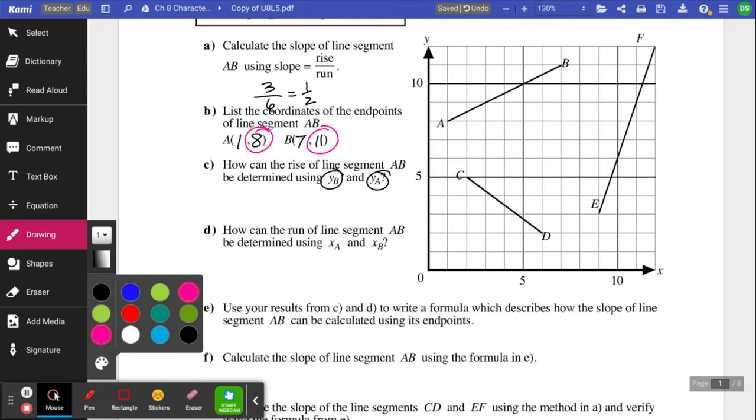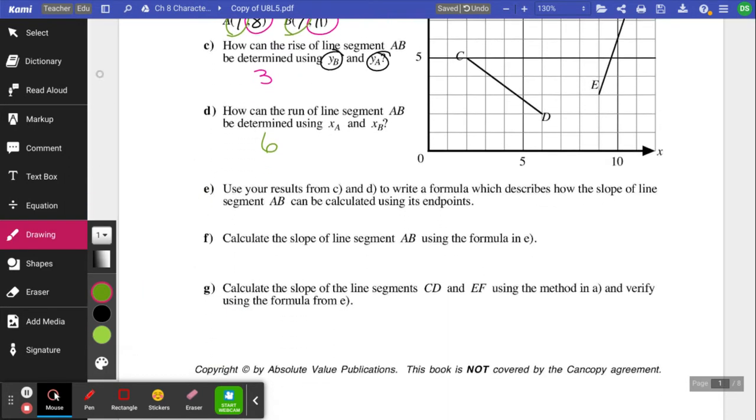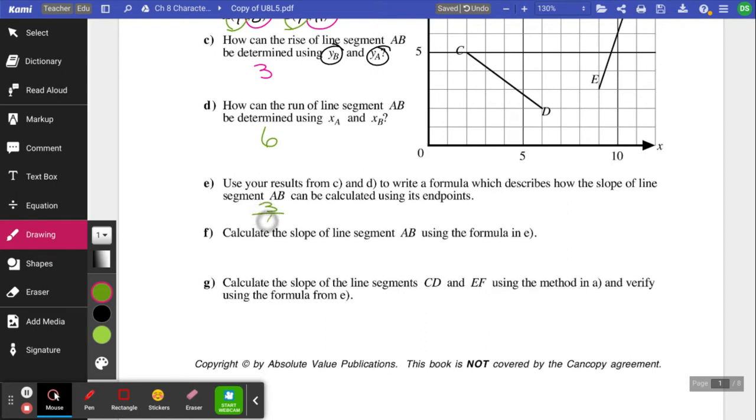What is the rise? Can I tell what the rise is just from the y values? Look from 8 to 11. Can you tell how far it's changing? 3, right? From 8 to 11 was a rise of 3. What's the run if I just want to look at the x coordinates? Can I tell what the run is? 6. So I can say 3, that's the rise over the run.